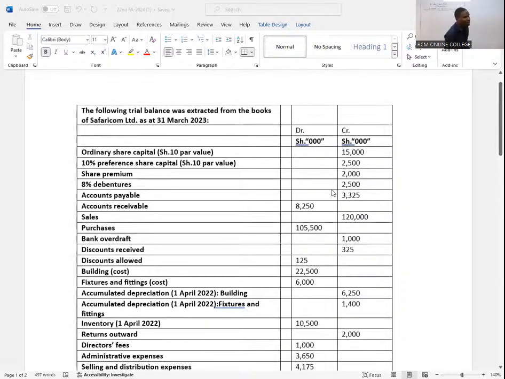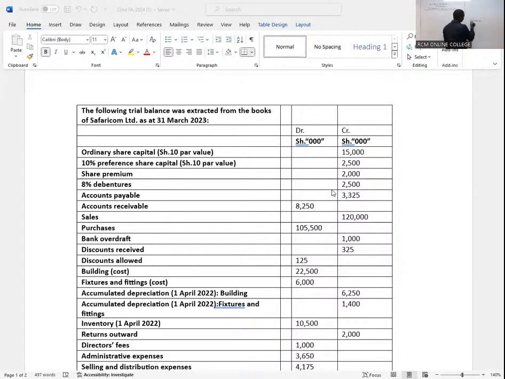The following trial balance was extracted from the books of Safaricom Limited as at 31st March 2023. Good. We have the debit and credit side, you can see. And as we said, we go with the dealer. So since you're new, we just go with the dealer here.